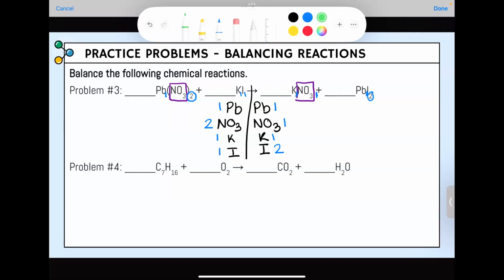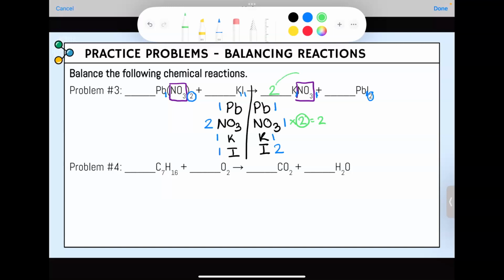Pb is both 1 to 1, so that's good. NO3 is not equal, so we have to find a number to multiply by to make it equal. And the only thing we can do is do 1 times 2. And this 2 that we multiplied with has to go on our product side since we're changing our products with NO3. The only blank that's in our product with NO3 is the first one in our products.